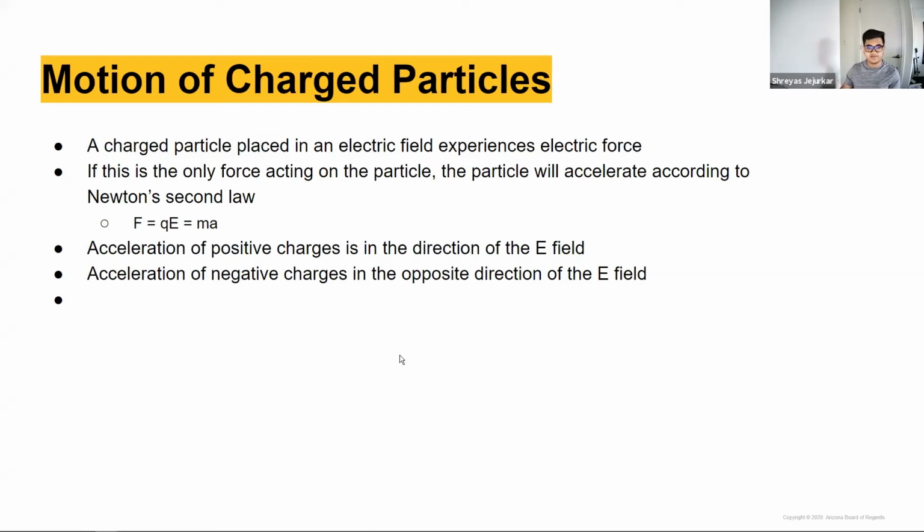So the acceleration of positive charges is in the direction of the electric field. So for example, if it's a negative charge and all of the electric field lines are converging inwards, if a positive charge is placed into that field, the positive charge will experience acceleration towards the negative particle. Now, if the original point charge was positive and your test particle was also positive, it would move away because the electric field lines are oriented outwards.